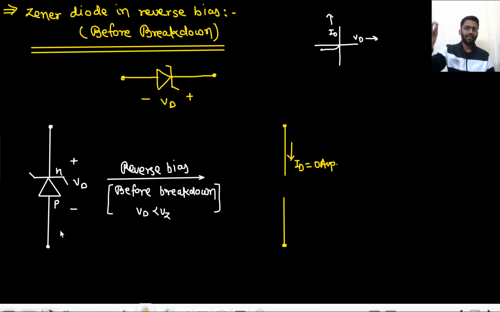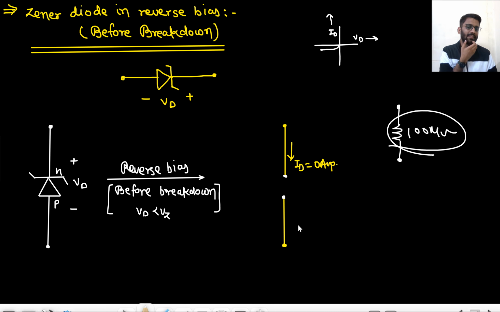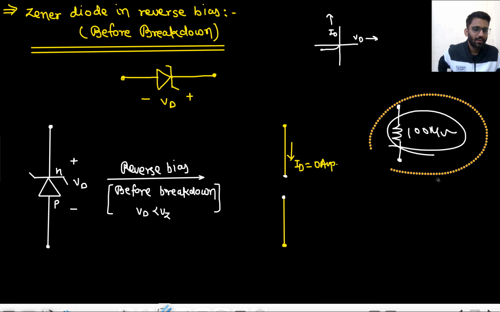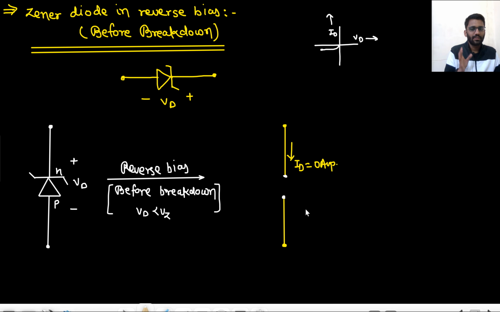So you are giving higher bias to the N side, so it will be open circuited only. In any model it will always be open circuited. Sometimes it can be replaced with a high amount of resistance as well, if it is given in the question. Sometimes they will tell you that in reverse bias your diode has a resistance of 100 megaohm, so it is a very high resistance. It is rarely seen, but sometimes they can give this. I hope you will be able to understand. Instead of open circuiting it, you will just replace the diode with this very high impedance. In 99% of cases it will be open circuited only.